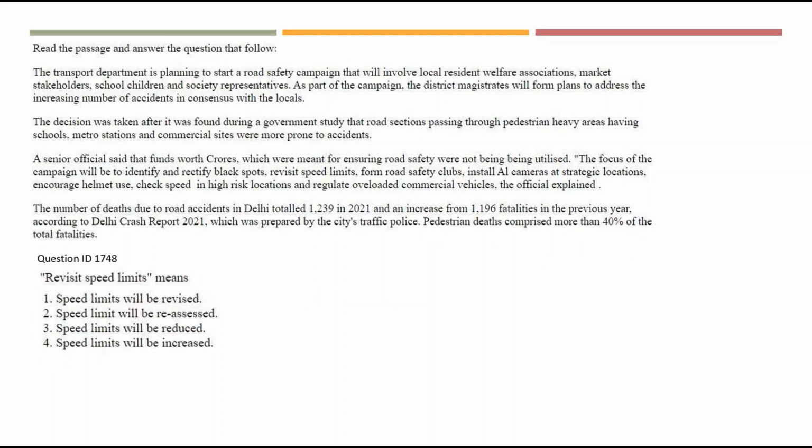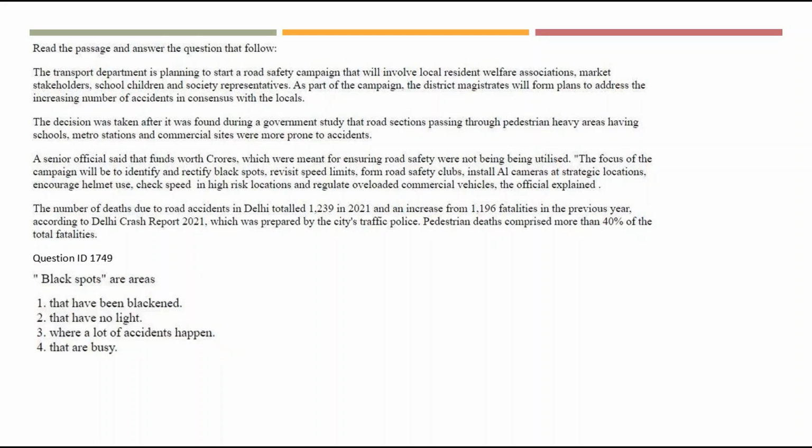Next question. Revisit speed limits means. Speed limits will be revised. The limit will alone be revised. Speed limit will be reassessed. Reassessed means it will be reevaluated. So revisit, I gave you few terms. In that we can include reassessed. Revisiting doesn't mean reducing or increasing. It is to reanalyze or reevaluate once again. So option number 2 will be the right answer. We'll rule out even 1.